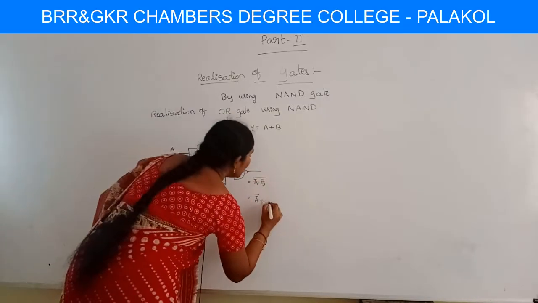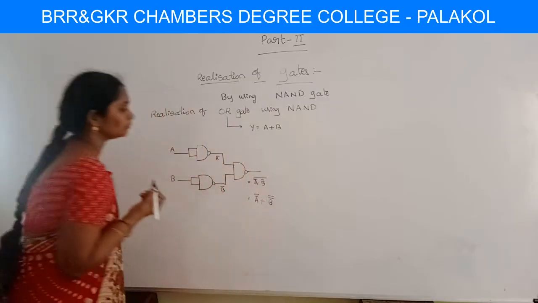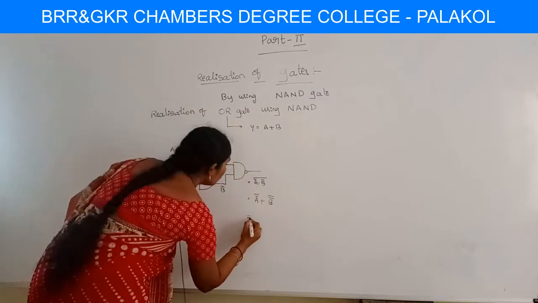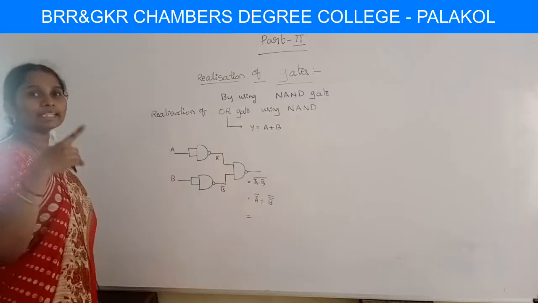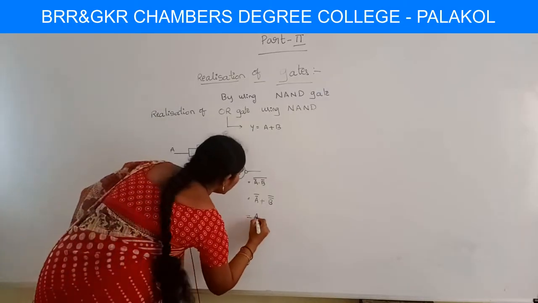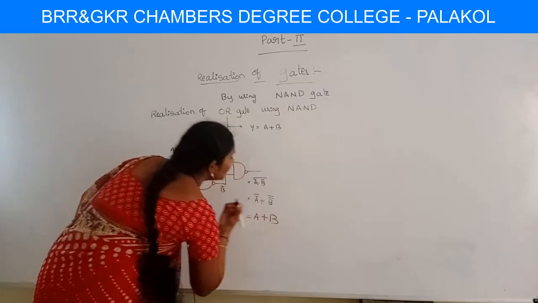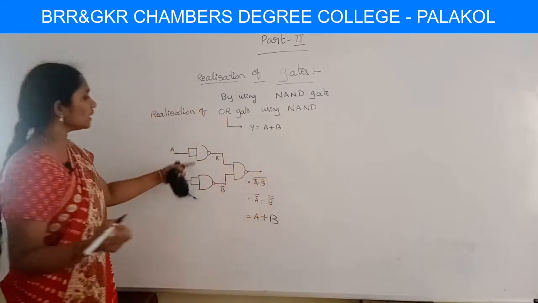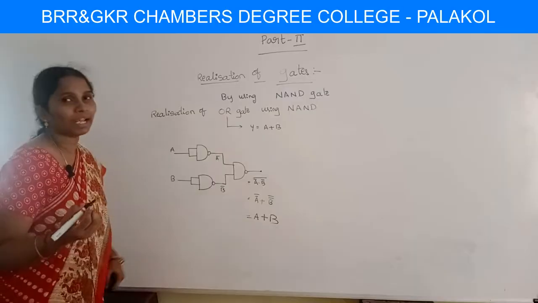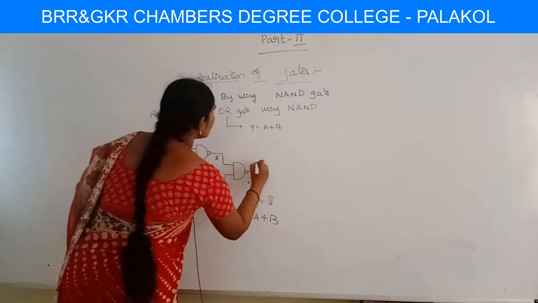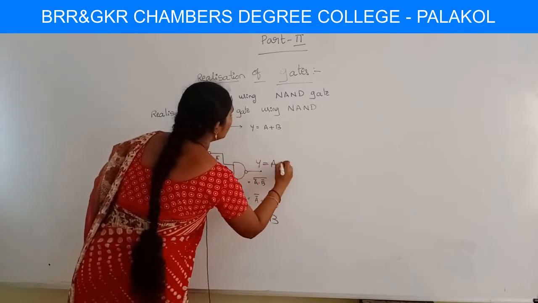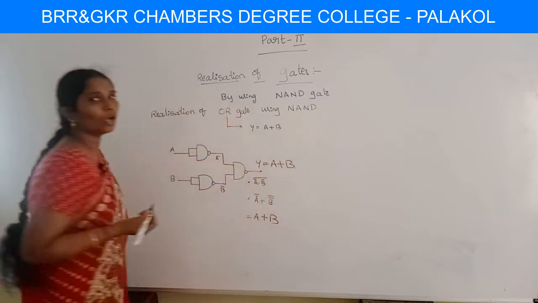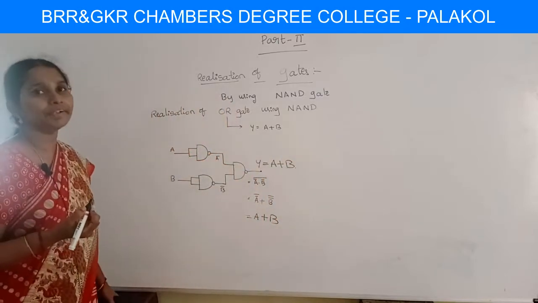And after that B bar bar. So now these two bars cancel each other. Therefore finally A plus B. So in this way you have to realize that by using the NAND gates we have obtained the OR gate. So that is Y is equal to A plus B. So likewise you have to realize.